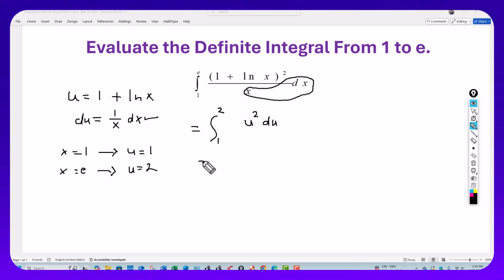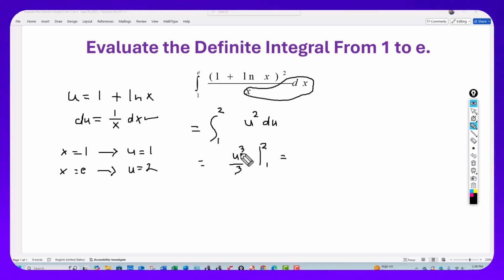And then it's simple integration with respect to u. Add 1 to the 2, we get 3. Divide by 3. You get this. This is a definite integral, so we don't have a constant of integration. And then this is going to be evaluated from 1 to 2.